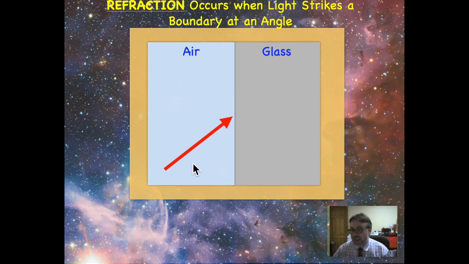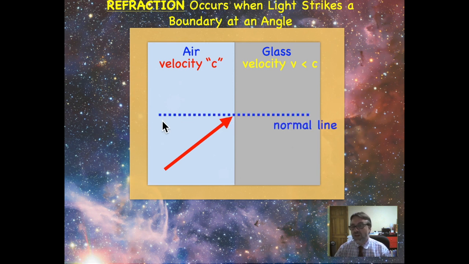So here I have air and a light ray striking the boundary at an angle. Now remember, just like we did with reflection, if I'm going to work with this light, I'm going to need a normal line. First I note that the velocity in the air is c and the velocity in the glass is less than c. So I put a normal line where the light strikes the boundary. Notice my normal line needs to go through the boundary because I'm going to be working with this light on both sides.